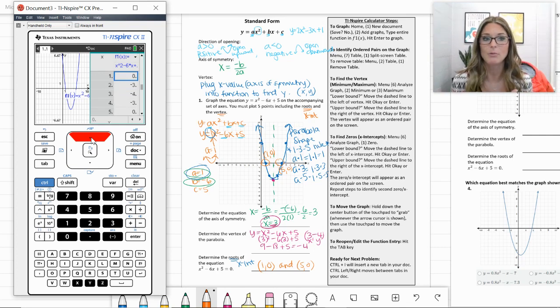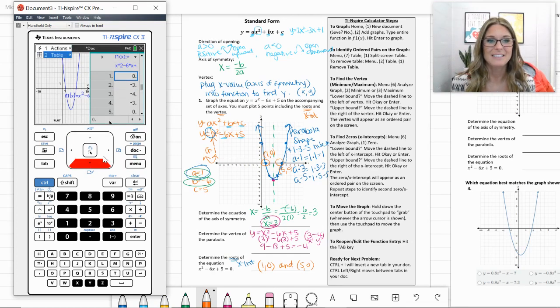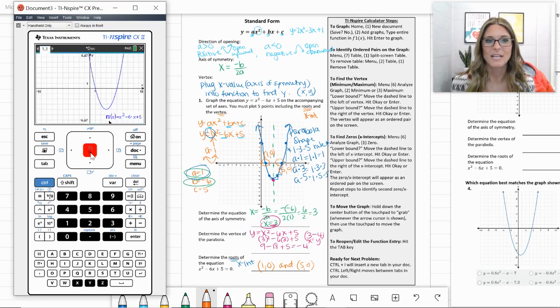Now, okay, I'm done with the table. Table, go away. To remove the table, you're going to go to menu. Notice my menu is different. Number 2 is table and remove table. Easy as that.